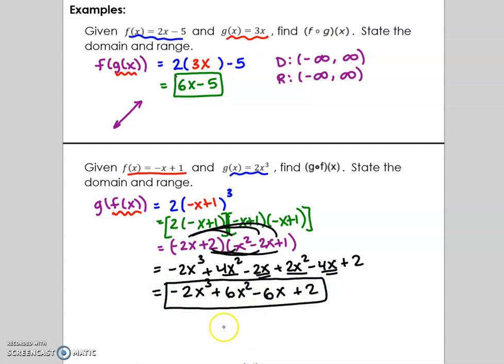And then the domain and the range. This again is going to look something like this, where the graph is going to extend in both directions, up and down and left and right. So we'll say again in interval notation, domain is negative infinity to infinity, and range is negative infinity to infinity.